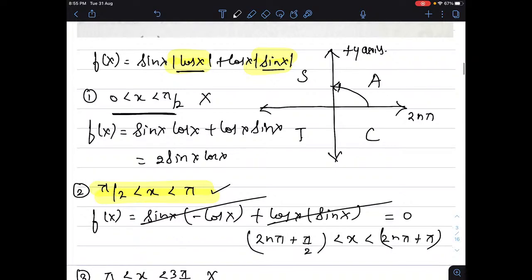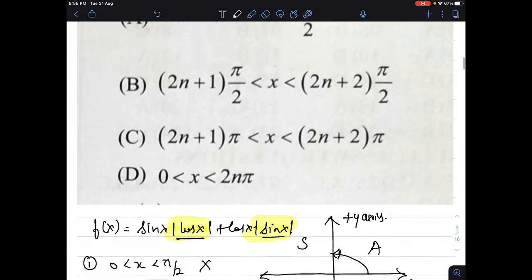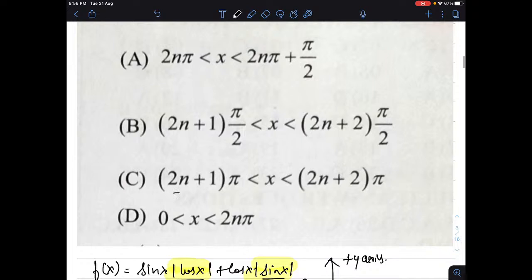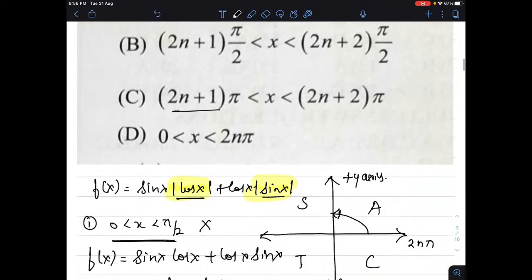So this way we'll be able to get the value of x belongs to what? Can you see what is written over here? 2n pi plus pi is written over here. Not this one. Let's see which one will be the perfect answer for this.